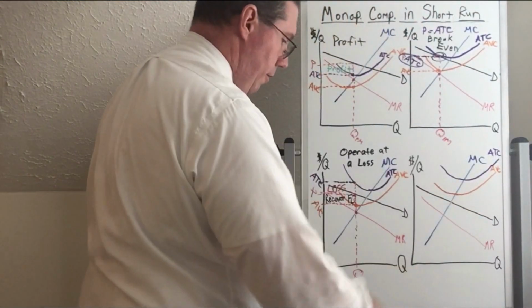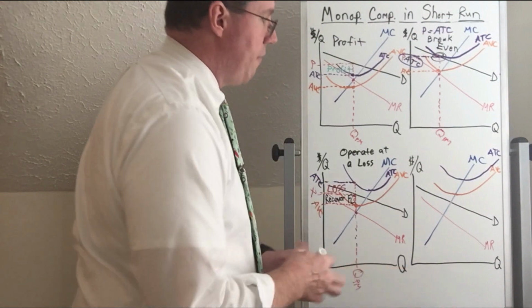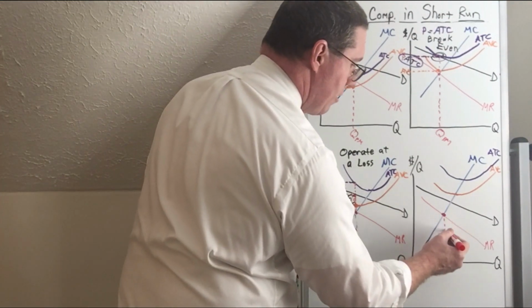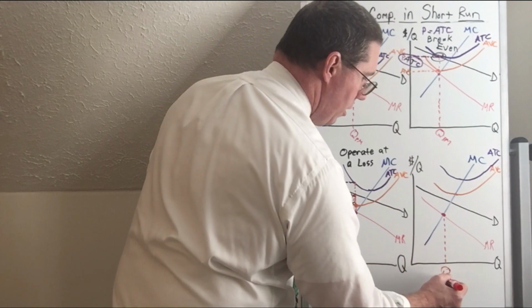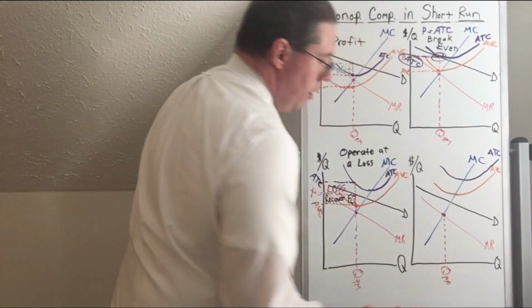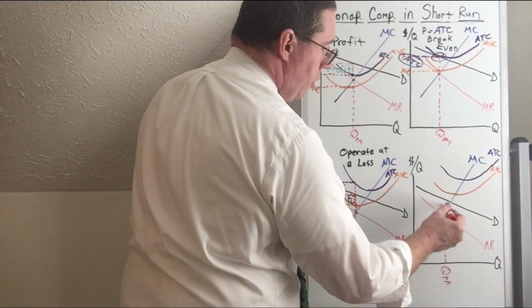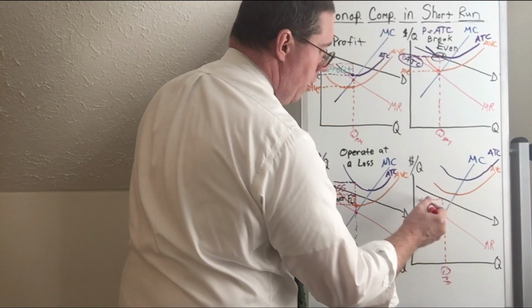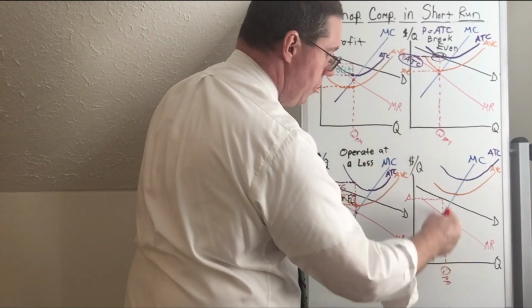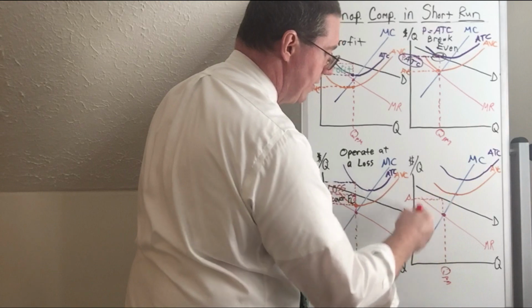Last one over here. Again, where marginal revenue is equal to marginal cost, that's going to determine our profit maximizing quantity. Quantity PM, profit maximizing quantity. We're going to go all the way up to our demand curve and come over, and that's going to give us our price. Okay, so this rectangle is our total revenue rectangle.